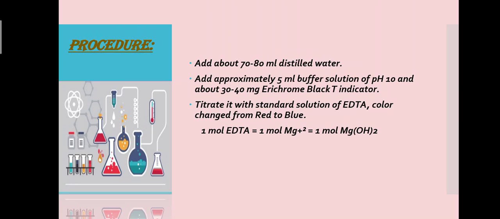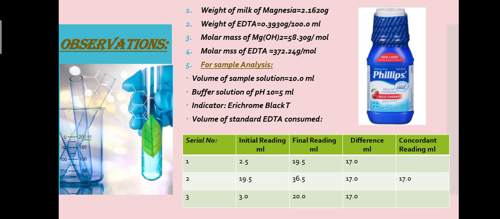Now come to the observation. Weight of milk of magnesia is 2.1620 gram. Weight of EDTA is 0.3930 gram per 100.0 ml. Molar mass of magnesium hydroxide is 58.30 gram per mole. Molar mass of EDTA is 372.24 gram per mole.